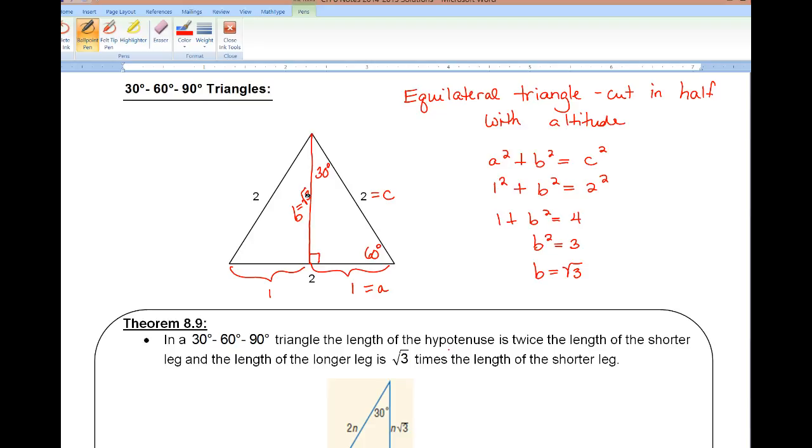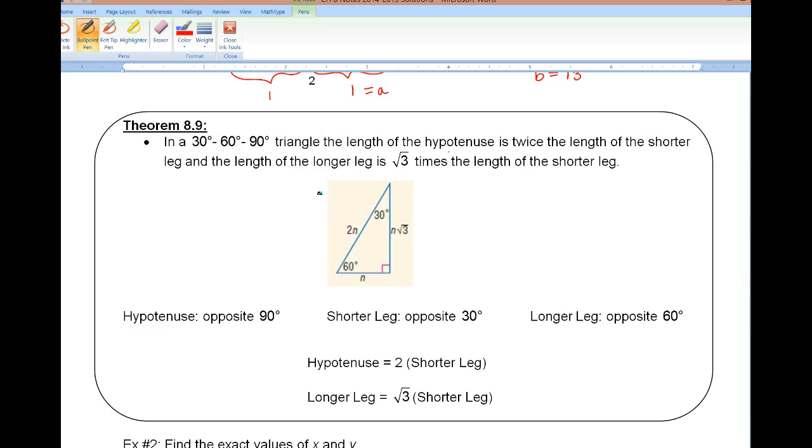So now, what if I gave you this piece was 9? What would the hypotenuse be? Okay, you got it? This isn't that hard. So far, this is my favorite one.